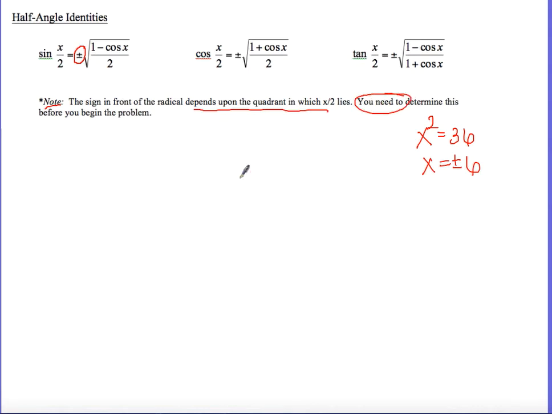You need to decide this. So we're going to look at the angles they give us, and we're going to decide, hey, is my answer positive or is it negative? But it's not going to be both, and we have to come up with that. So let's take a look at a couple examples about that.